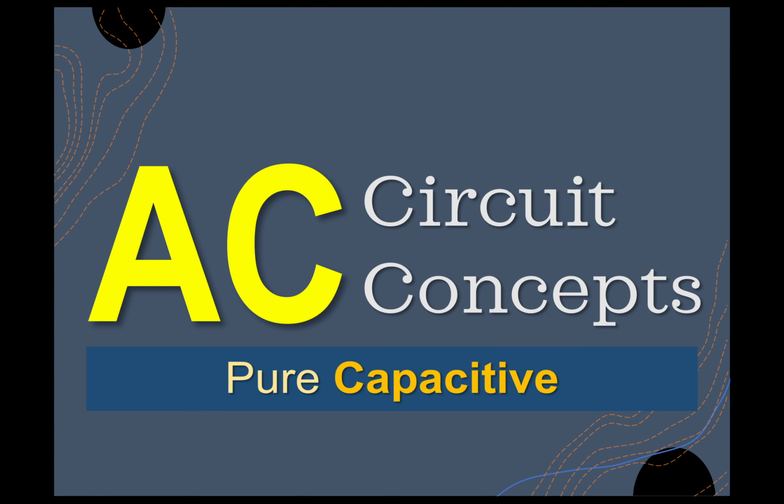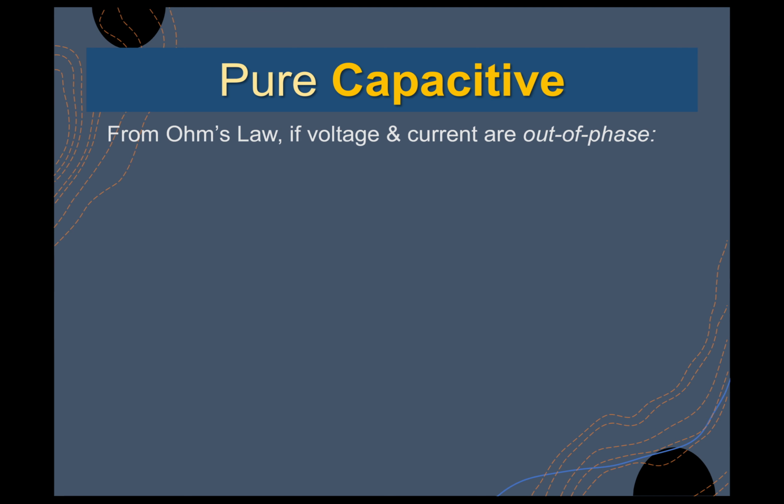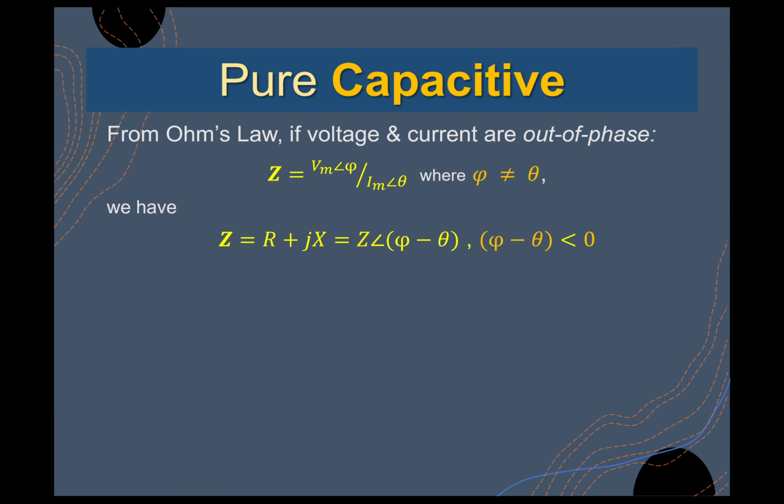AC circuit concepts for a purely capacitive circuit. So remember Ohm's law, V equals IR. If the voltage and current are out of phase, we have the impedance Vm angle phi over Im angle theta, where the phase angles are not the same. For a capacitive circuit, the difference between the angle of your voltage and current is negative, or the phase difference is less than 0.